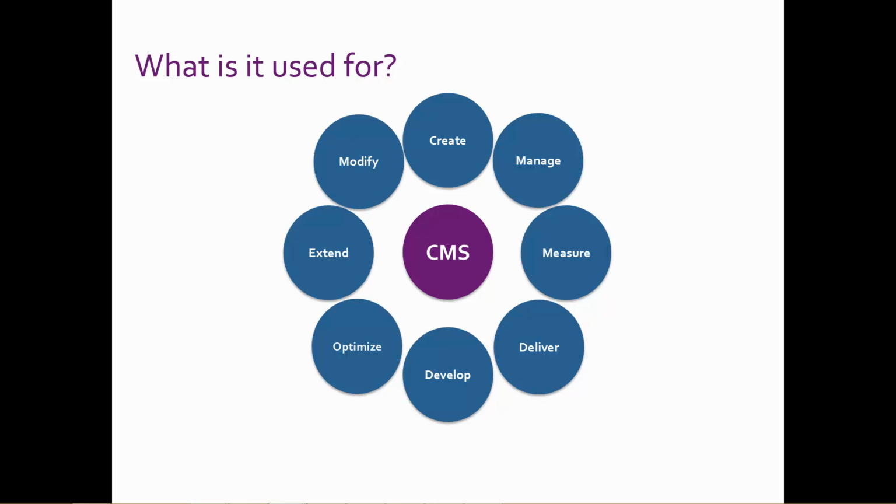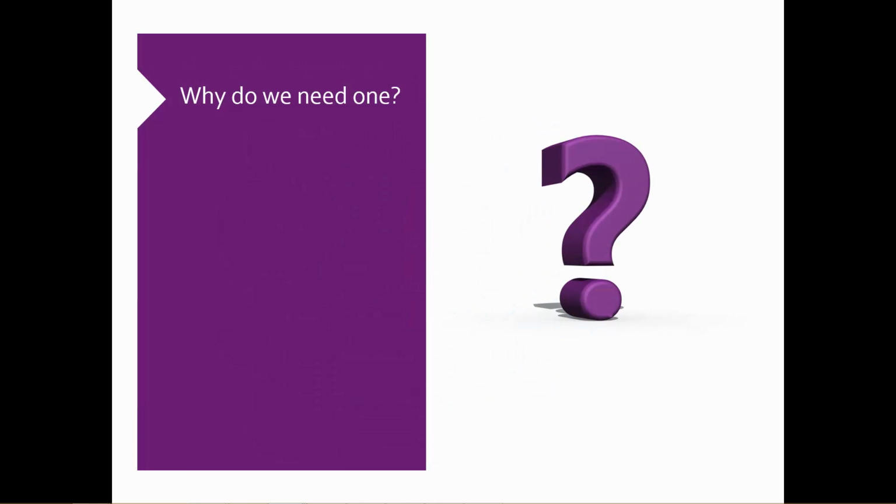And what is it used for? What does it actually mean? So, quite simply, a CMS is a system that is used to manage content on a website. It means that you create new content, modify it, measure its effectiveness, things like that.